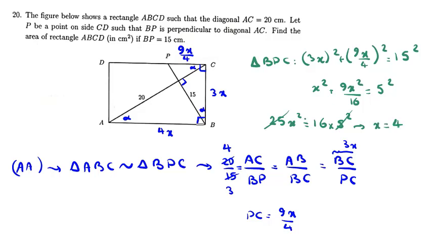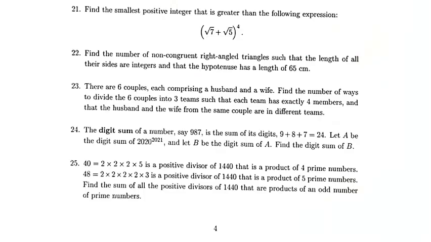So x is 4. Now we can say this one will be 16, this one will be 12. So the answer is 12 times 16, which is 192. So the answer is equal to 192. SMO 2020 senior section first round, problem number 21.